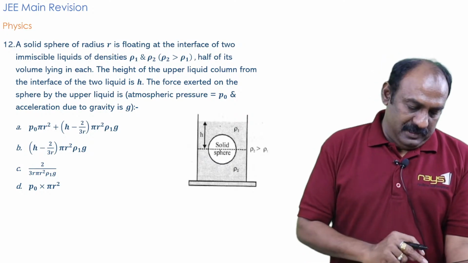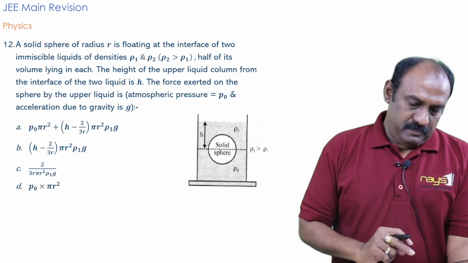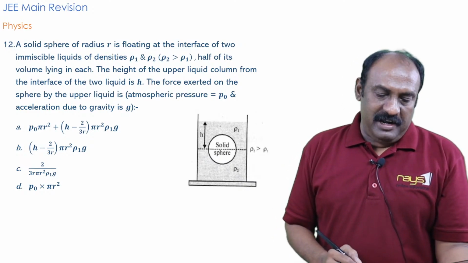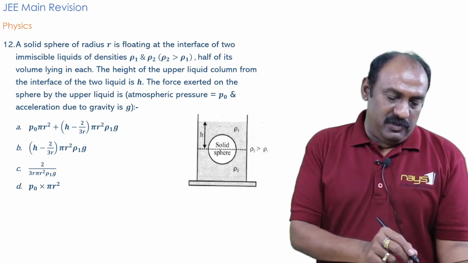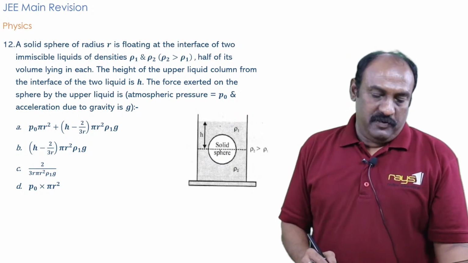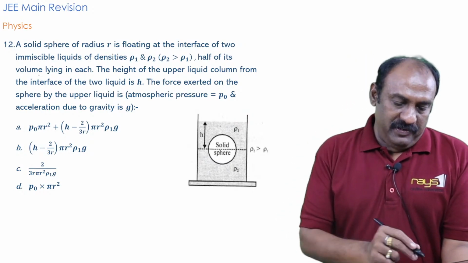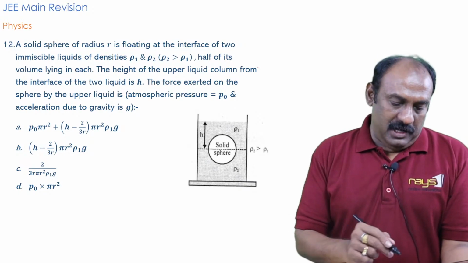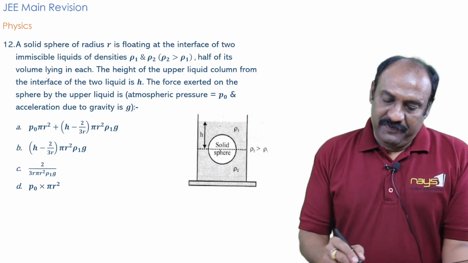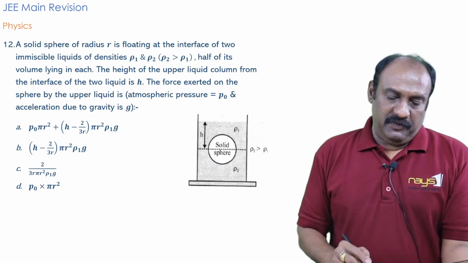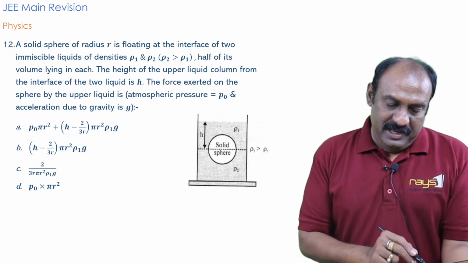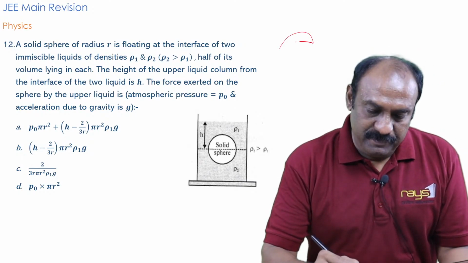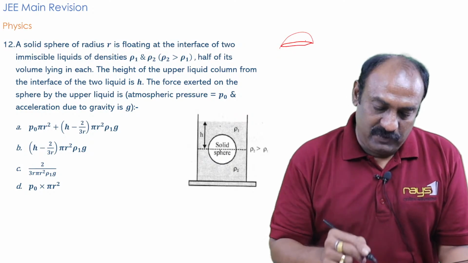Question number 12. A solid sphere of radius r is floating at the interface of two immiscible liquids of densities rho 1 and rho 2, where rho 2 is more than rho 1, with half of its volume lying in each. The height of the upper liquid column from the interface of the two liquids is small h. The force exerted on the sphere by the upper liquid is what we want.